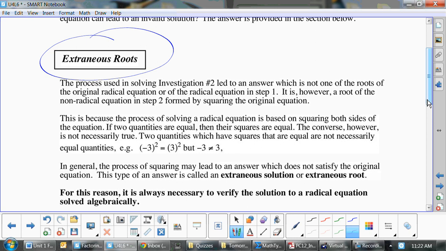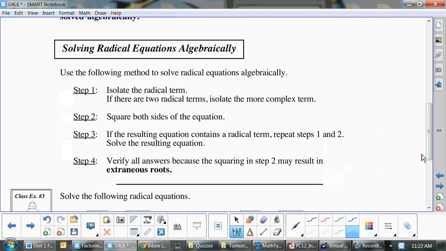Okay? So here will always be your steps. Isolate the radical. So you got to get that radical alone. Then you need to square both sides of the equation. So anyway, get the radical alone, right? That's what that means.